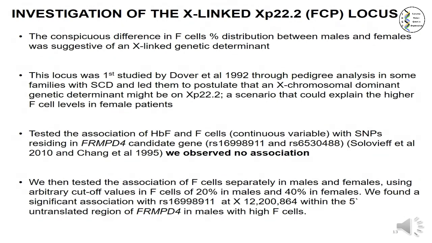first studied by Dover et al. in 1992 through a pedigree analysis in some families with sickle cell disease, and this led them to postulate that an X chromosomal dominant genetic determinant might be on Xp22.2. So we tested our variables, fetal hemoglobin and F cells, treating them as continuous variables, and we used a candidate SNP approach.